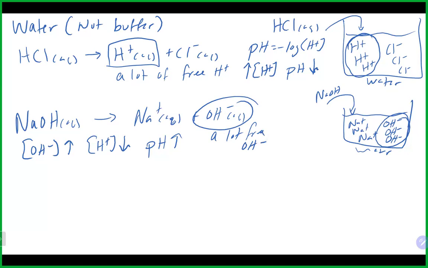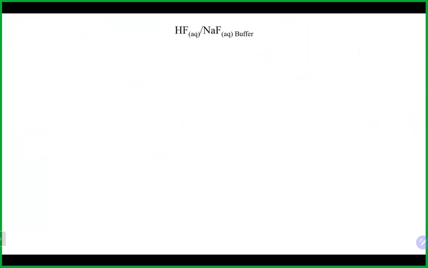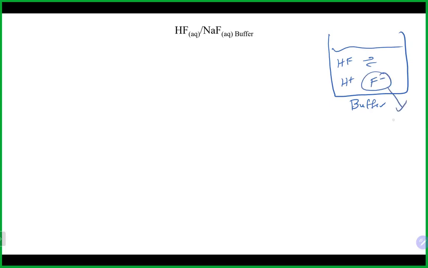So let's see what happens if we take the exact same things and actually add it to a buffer. And we'll use this guy as our buffer example. So remember that when we have this buffer to start with, we have really our equilibrium set up. And again, we have our base part of our buffer and our acid part of our buffer. So now if we take that same HCl and add it here, and HCl is obviously a source of H plus and Cl minus, right?